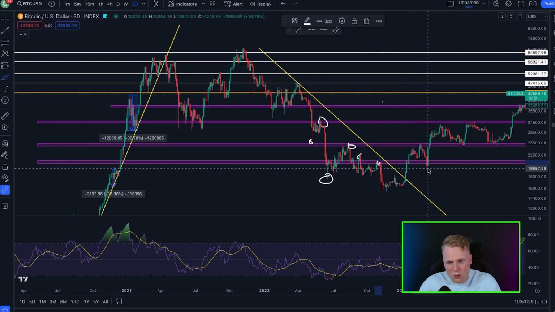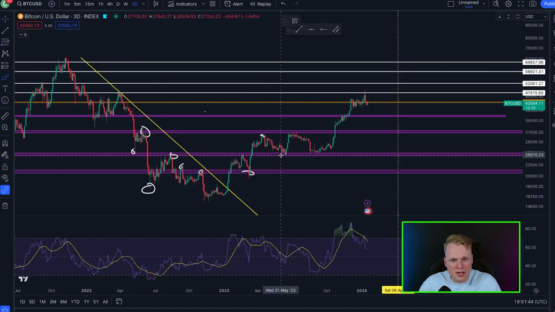We broke out, retested it here as a new support. And then we make a new high, and this confirmed the new trend, a reversal. And we saw it again. We retested the previous high.